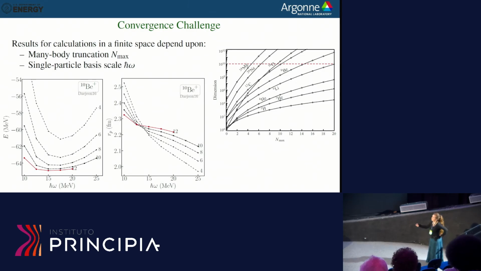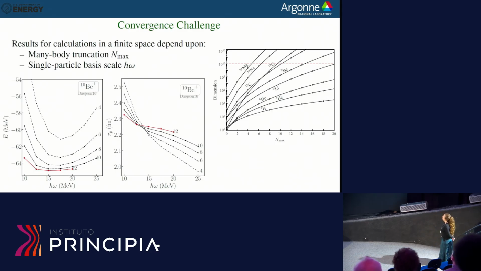Again, they're starting to trend towards convergence, particularly in this region, but it still has a little ways to go before I would say it's a truly converged result. So then, okay, why don't I just go to higher Nmax? Well, the problem is that this basis is very large.